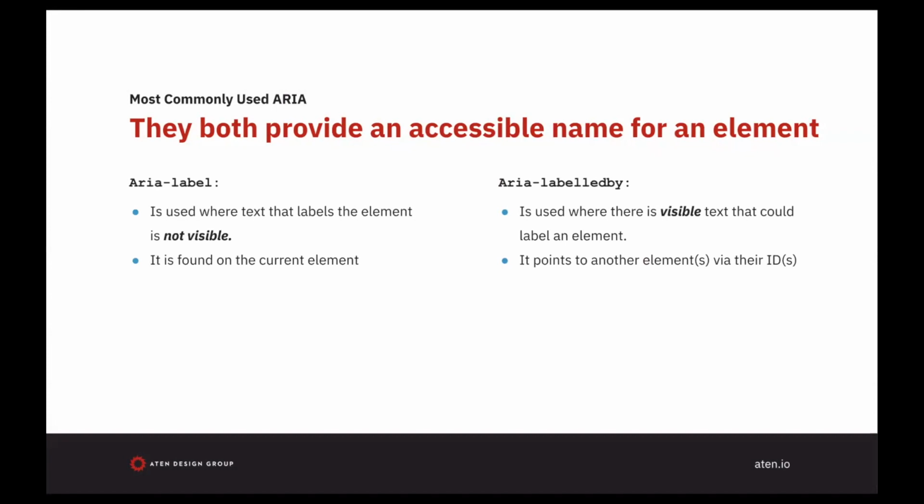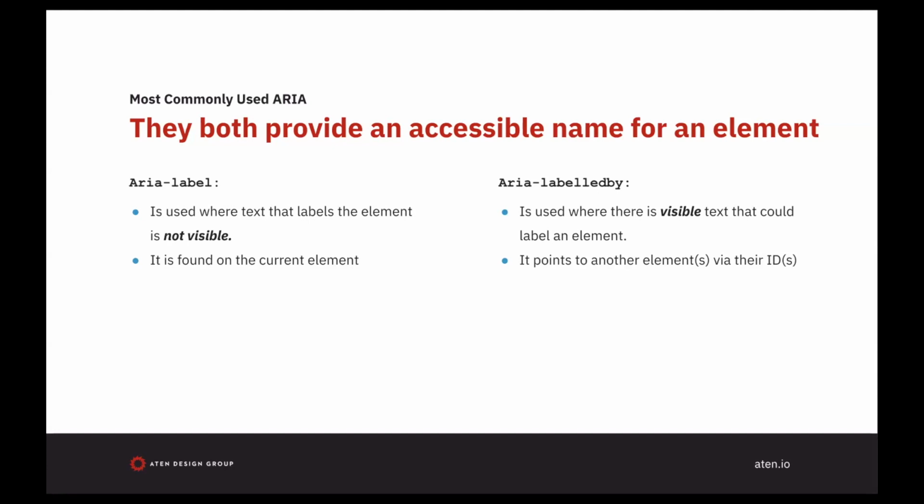However, ARIA label tends to be used where text that labels the element is not visible on the page. ARIA labeledby is great. If you have visible text that could label an element, point to it. There's no point in adding a lot of extra text on the page, whether it's in the ARIA label or whatever. This way you can just point to something and use that. An ARIA label is found on the current element.